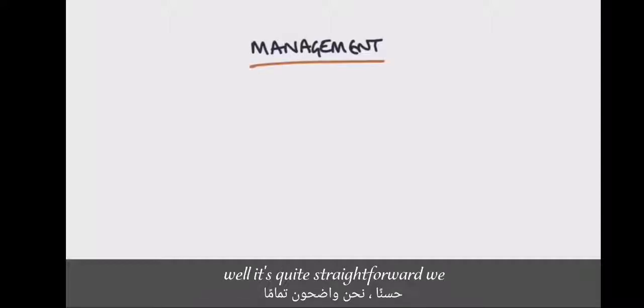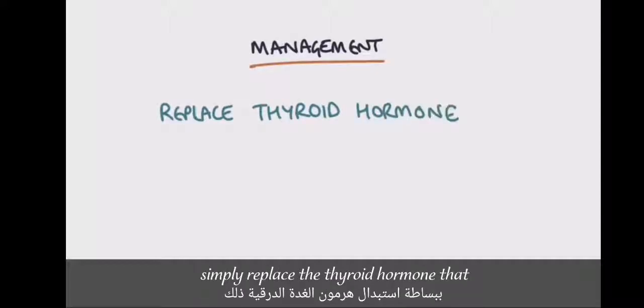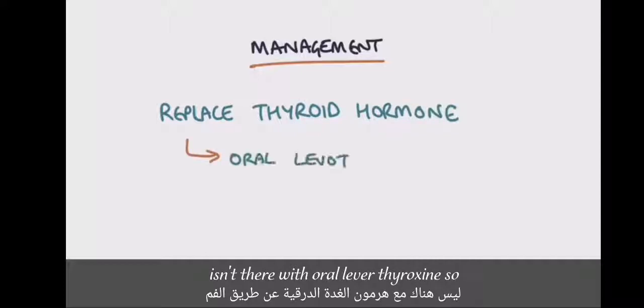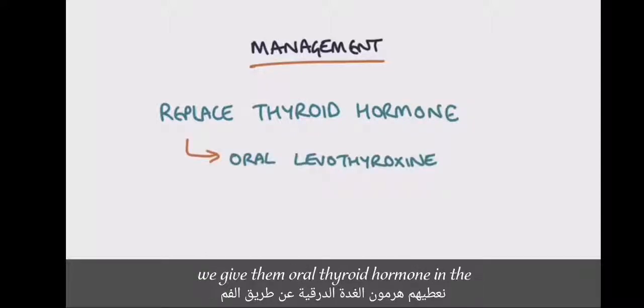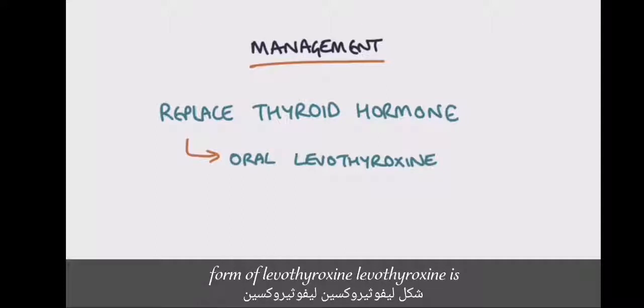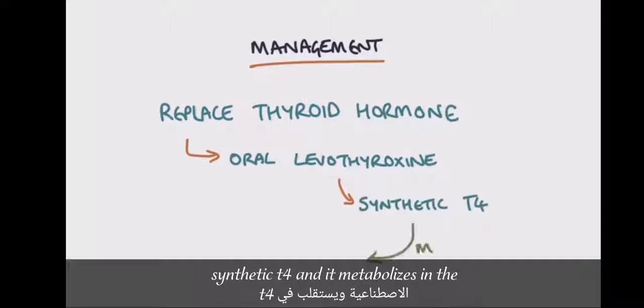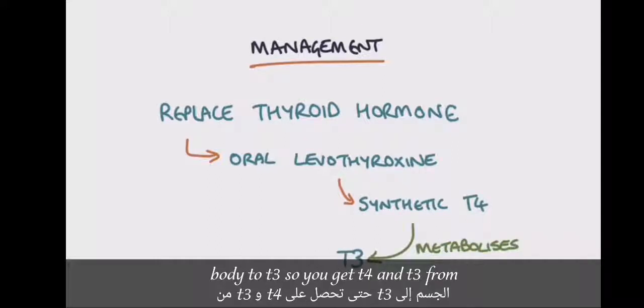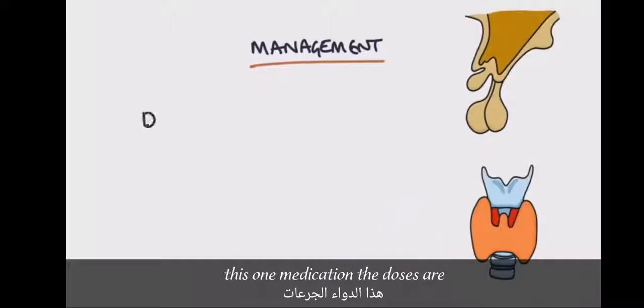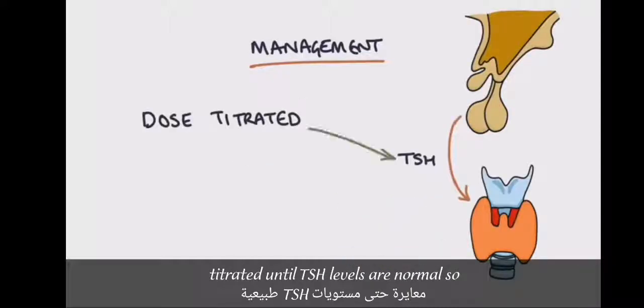How do we manage hypothyroidism? Well, it's quite straightforward. We simply replace the thyroid hormone that isn't there with oral levothyroxine. So we give them oral thyroid hormone in the form of levothyroxine. Levothyroxine is synthetic T4 and it metabolizes in the body to T3. So you get T4 and T3 from this one medication. The doses are titrated until TSH levels are normal.